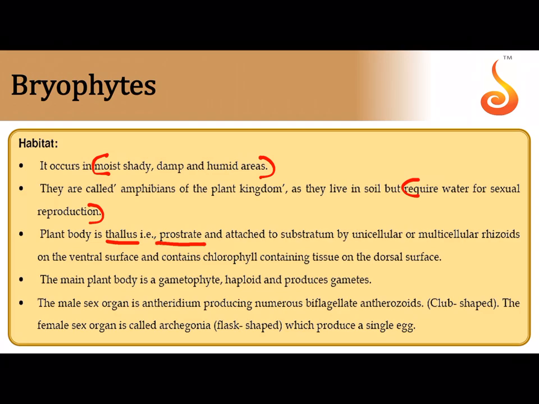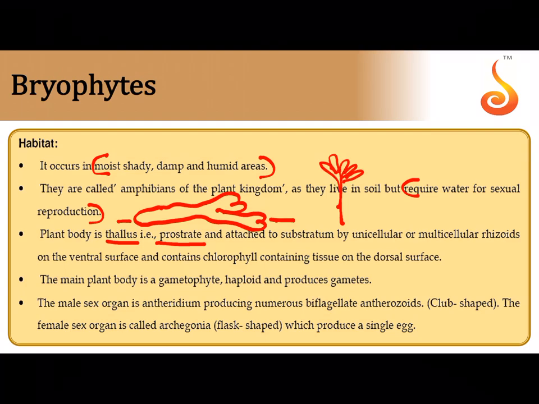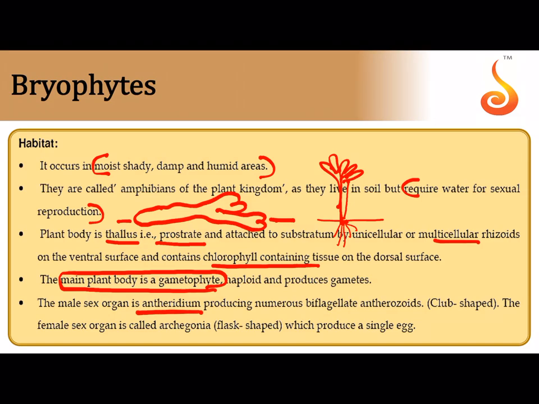It may grow horizontally over the surface. So for example, this is the ground. The plant body may grow on the surface of the ground like this, or it may grow upright, like in the case of some of these mosses. Okay, so if it is growing horizontally, it is prostrate, otherwise it may be upright, and there will be these multicellular rhizoids which hold the plant body attached to the ground, and then they contain chlorophyll containing tissue on the upper surface which is exposed to the sunlight. The main plant body is a gametophyte. They have sex organs. The male sex organ is called antheridium, and the female sex organ is called the archegonium.